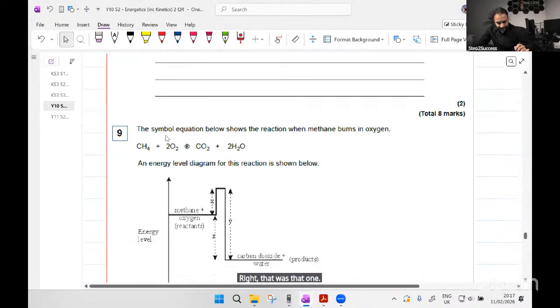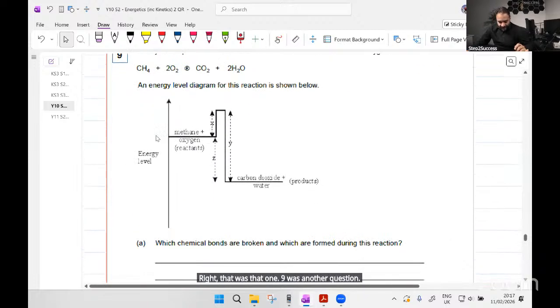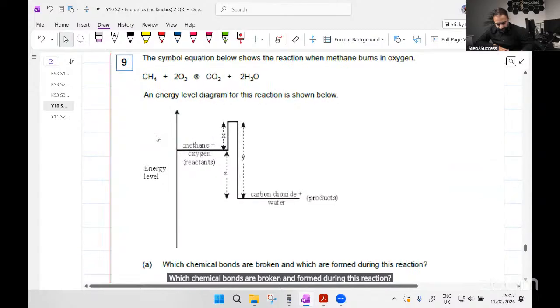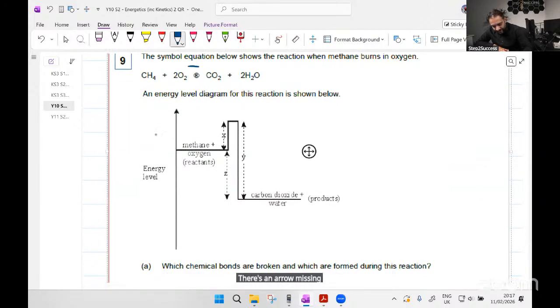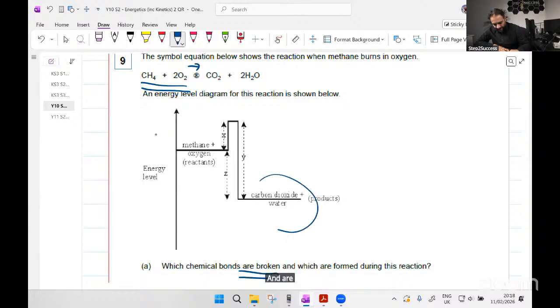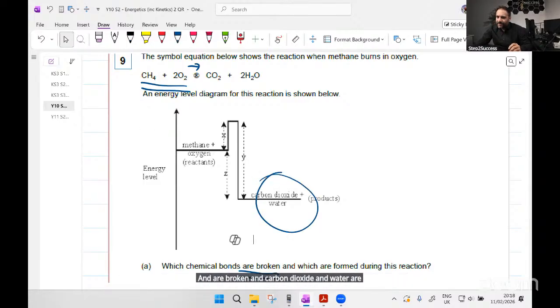Nine was another question. Which chemical bonds are broken and formed during this reaction? There's an arrow missing here. There should be an arrow there. So all broken bonds are the left-hand side. So methane and oxygen are broken, and carbon dioxide and water are formed. Is that the answer to the question?